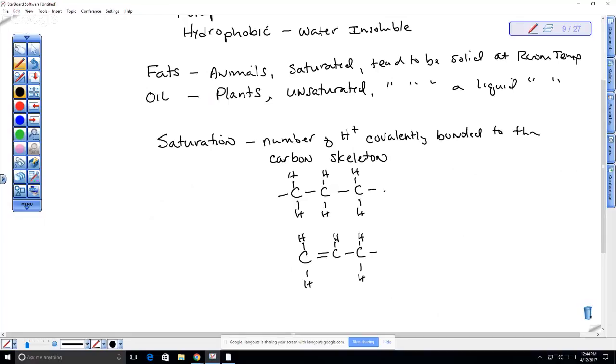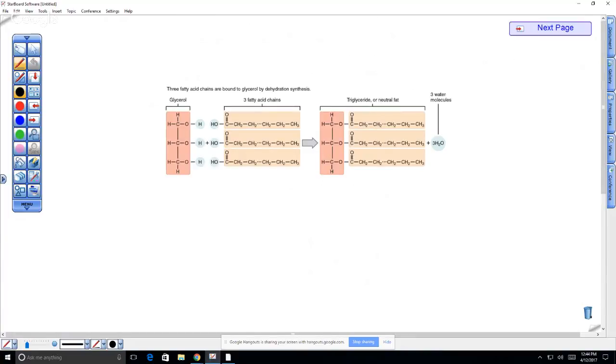Now, if we look at their structure, we can kind of see why we have the difference between a liquid and a solid. So a solid is where the molecules are able to tightly pack. And here you can see that they are able to more tightly pack than if they are unsaturated, which makes unsaturated more likely to be a liquid.